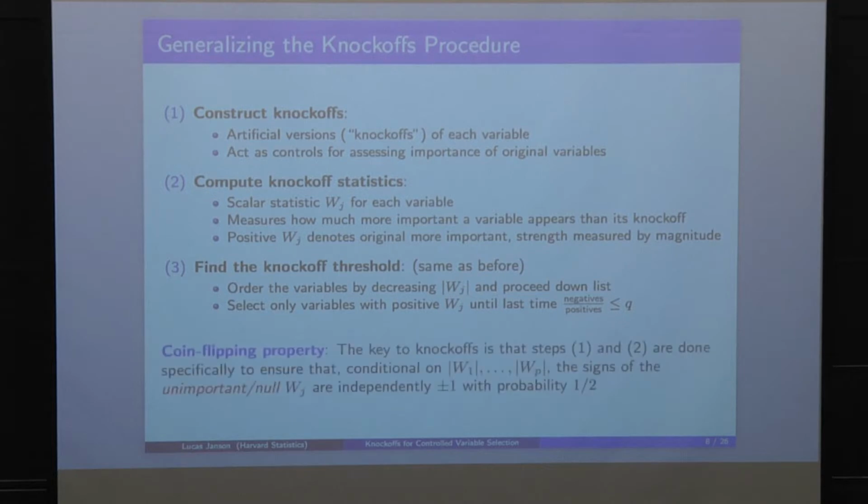All right, but really what's the fundamental property of these 3 steps is that steps 1 and 2 need to be done in such a way as to ensure this coin flipping property. And this is, I think, really the fundamental idea behind knockoffs: you need the wj's to have the property that, conditional on all the absolute values of the wj's, and that's what you use to order them, the signs of the null wj are IID coin flips.